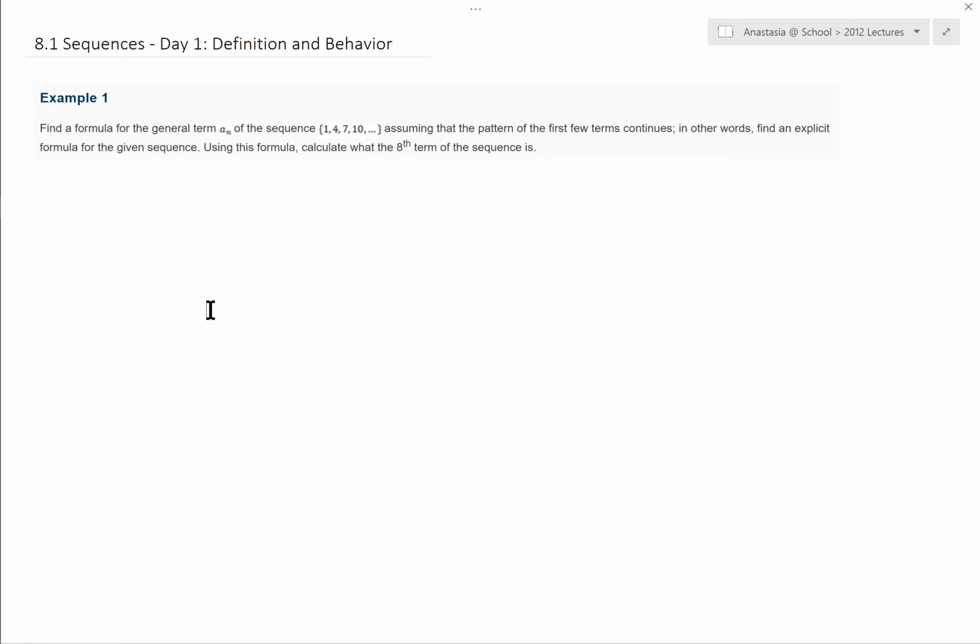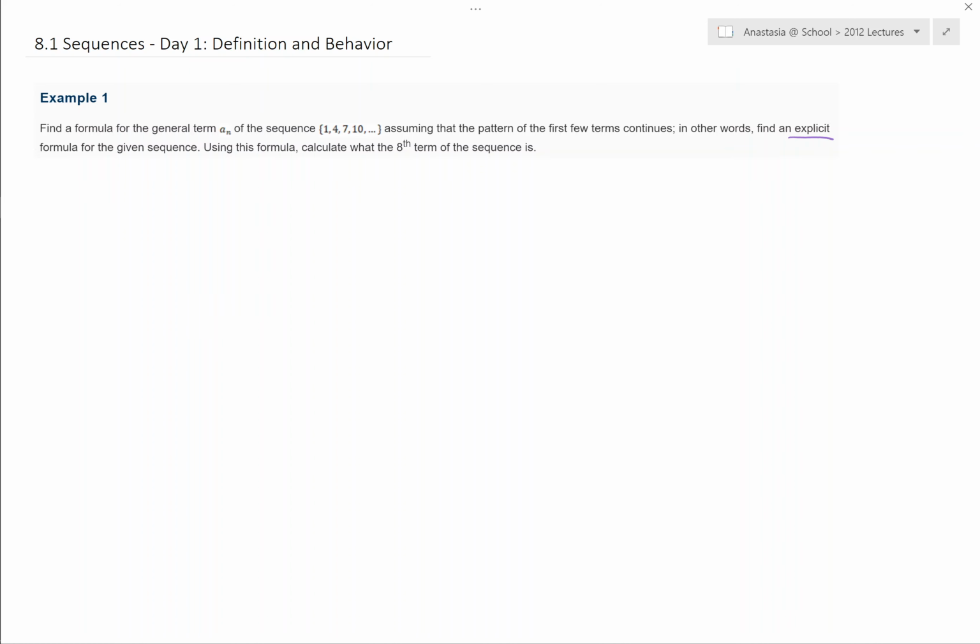Hello, in this video we are working through example 1 in section 8.1 for day 1. We are asked to find a formula for the general term a_n of the sequence 1, 4, 7, 10, assuming that the pattern of the first few terms continues. So in other words, we're going to be finding an explicit formula for the given sequence.